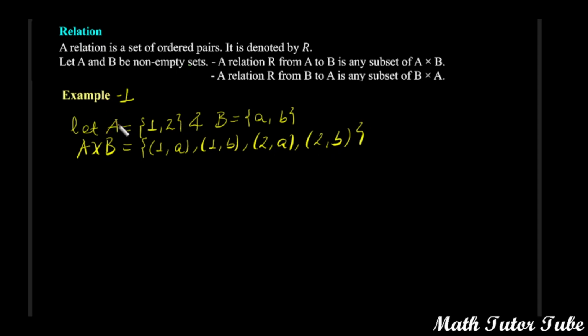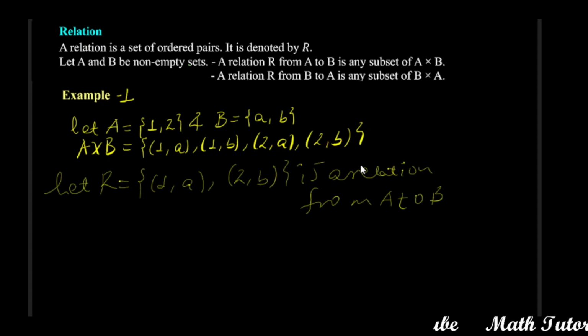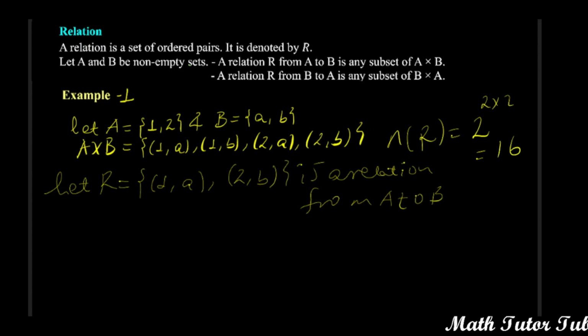Example 1. Let A be {1, 2} and B be {a, b}. A cross B is (1, a), (1, b), (2, a), (2, b). Let R be {(1, a), (2, b)}, a relation from A to B. So we can form different relations. The number of possibilities of a relation is 2 to the power of 2 times 2, which equals 16. We can form 16 relations. So from that, we have taken (1, a).